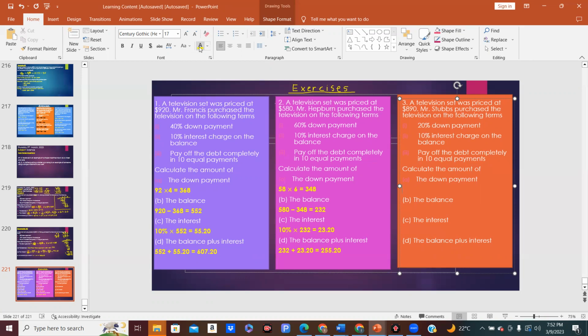How do you figure the down payment? 20% over 100. Excuse me, Mr. Petit. Go ahead, Caleb. On 1D, I thought it was 604.20, not 607. No, it's 607. I don't know how you get 604, but it's 607.